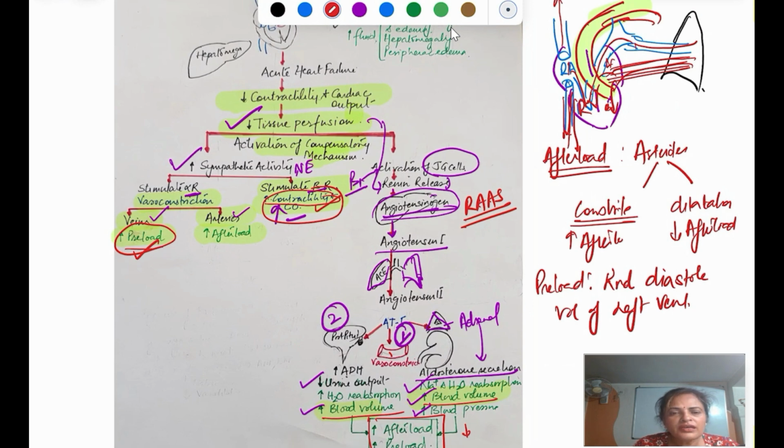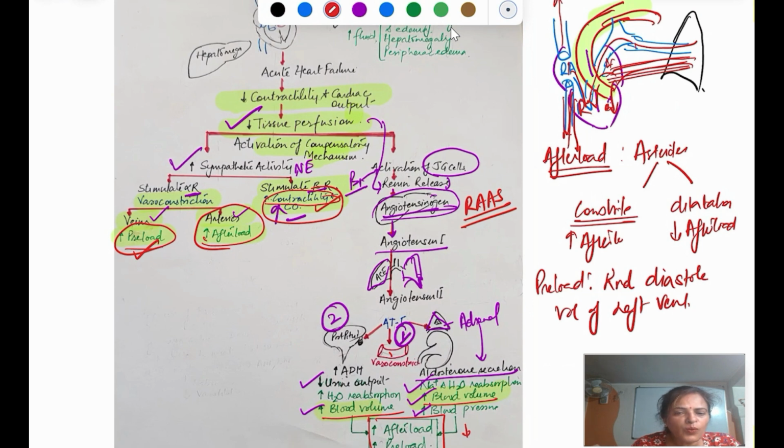So initially there is a beneficial effect, but along with the constriction of the veins, it is also going to constrict the artery. Now again the heart has to work more. It has to work more. So it is going to increase the cardiac work. So oxygen demand is more. Oxygen demand of the heart is more. So ultimately it is going to worsen the condition of the heart.